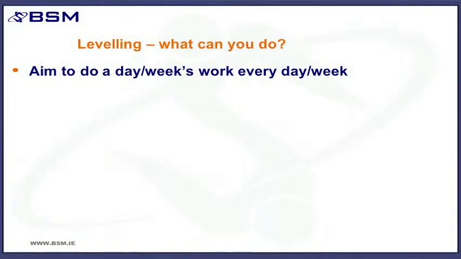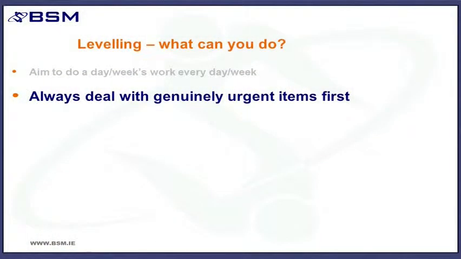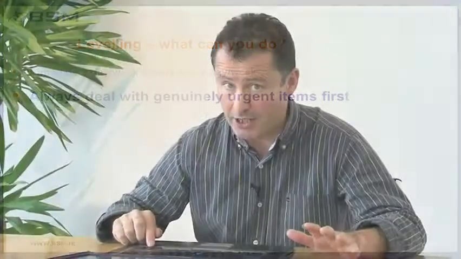So the first thing that you can do is you can design a way of working that means you do a day's work every day, a week's work every week, a month's work every month. So that's the first thing you can try to do. The second thing that you must do is you must make sure that the genuinely urgent items are always tackled first. So we'll talk about that quite a bit more later on, because it's very, very relevant in QA. So we do a day's work every day, and we always do the most important items first.